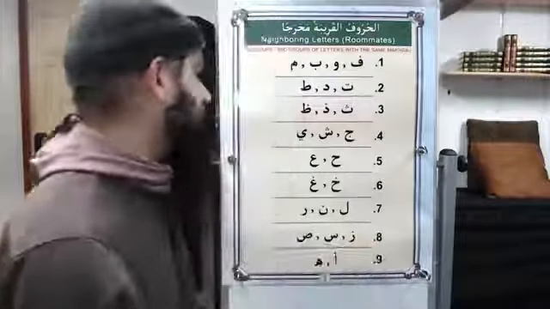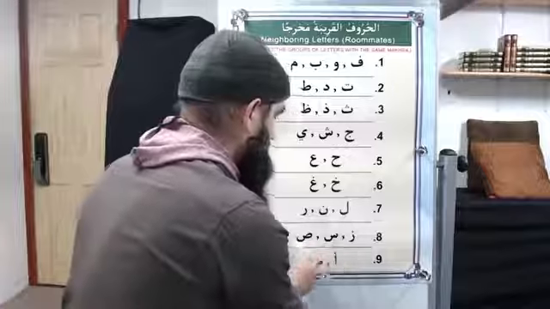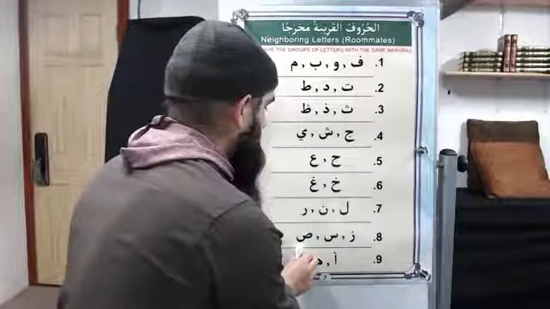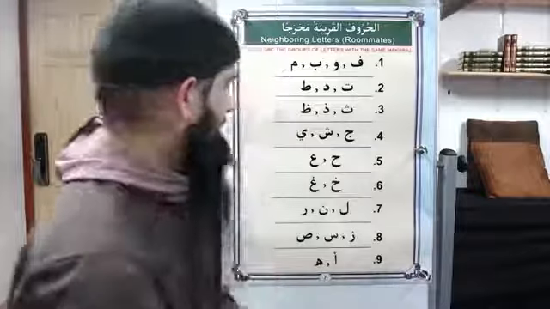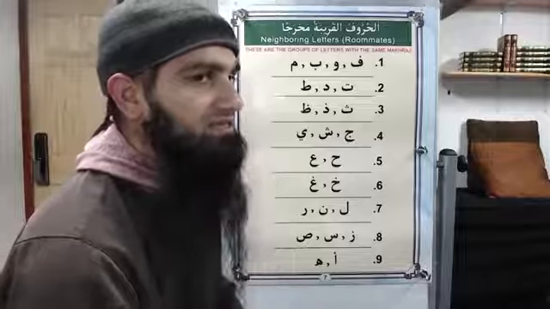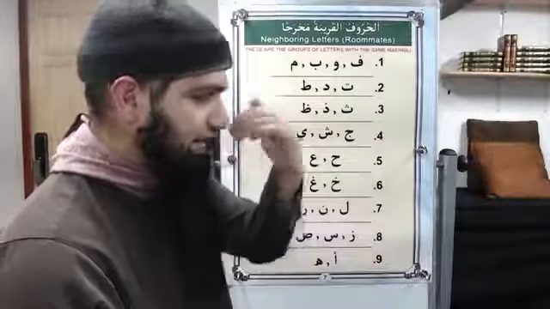Let's move on to group number 8. Let's pronounce them. Za, Sin, Sad. Good. Where do they come from? They come from the tongue placed behind the bottom teeth.